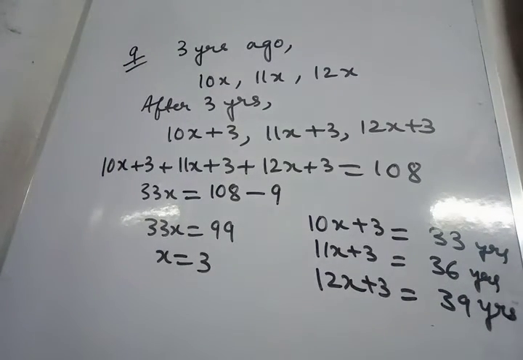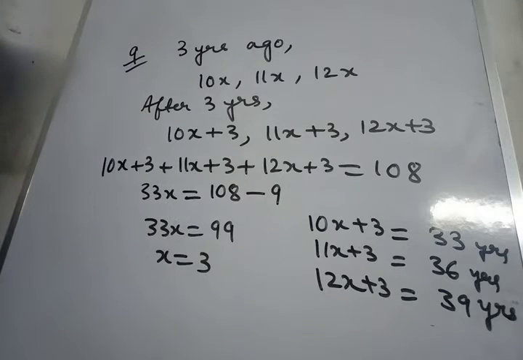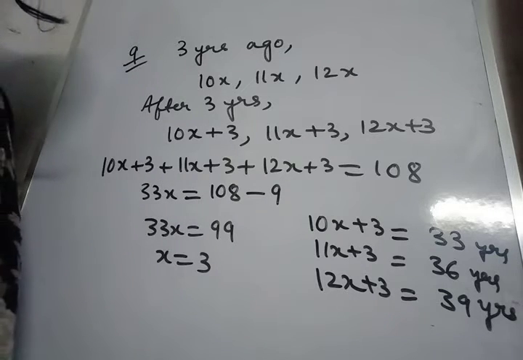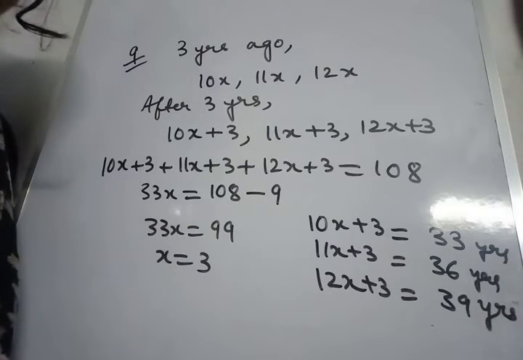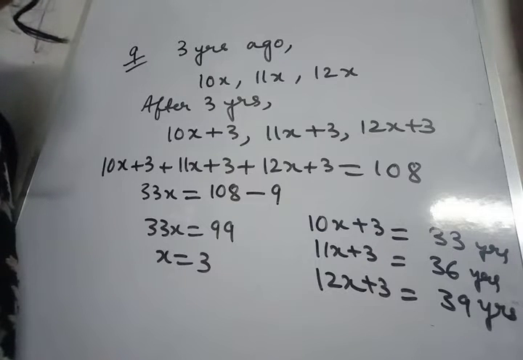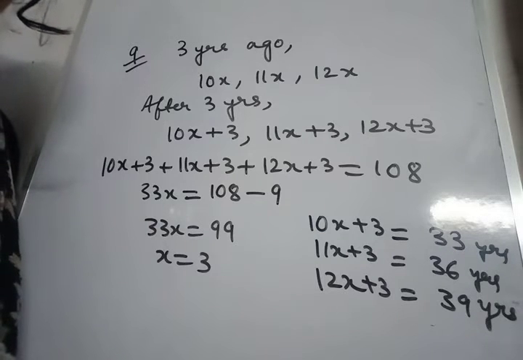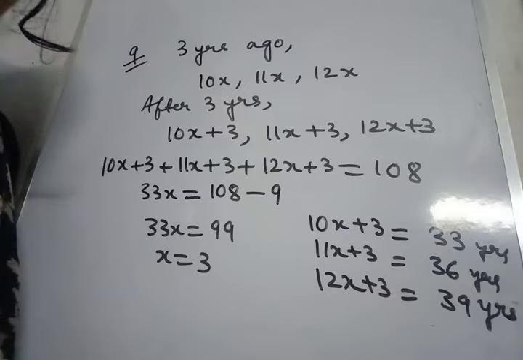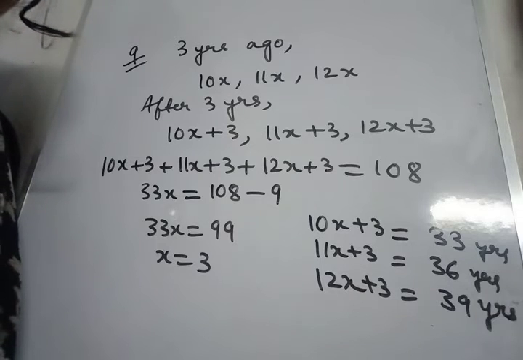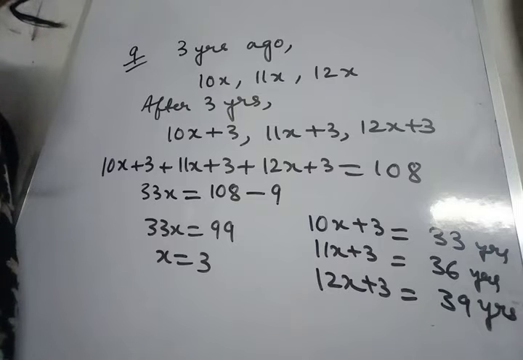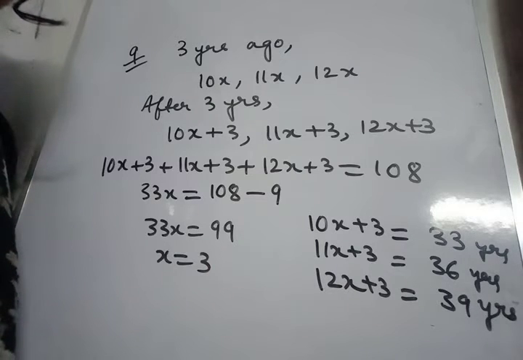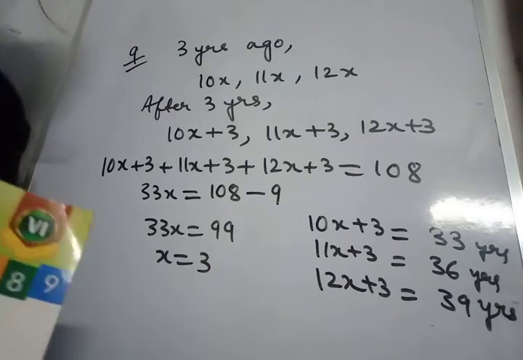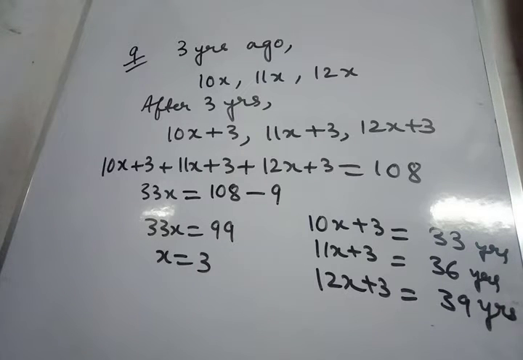Next, sum number 10. So the question is rupees 900 was distributed among A, B and C in such a way that half of A's money equals 1 by 3 of B's money equals 1 by 4 of C's money. Find the money received by A, B and C separately. Okay. Here also we have to take the common term as x.